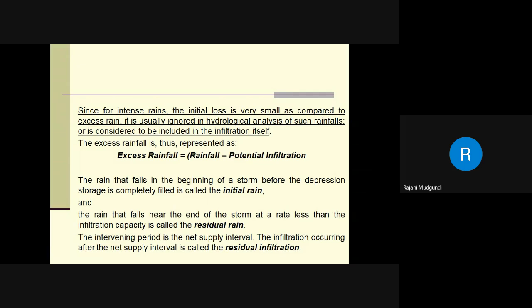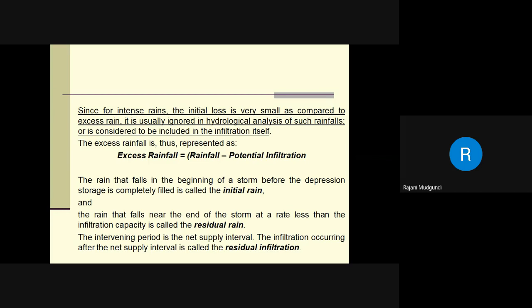The rain that falls in the beginning of a storm before the depression storage is completely filled is called the initial rain. So that initial rain is not even capable of satisfying the depression storages. And the rain that falls near the end of the storm at a rate less than the infiltration capacity, so after the entire season of rainfall, the rain which falls after the peak but at a reduced rate compared to the infiltration capacity of soil, that is termed residual rain.